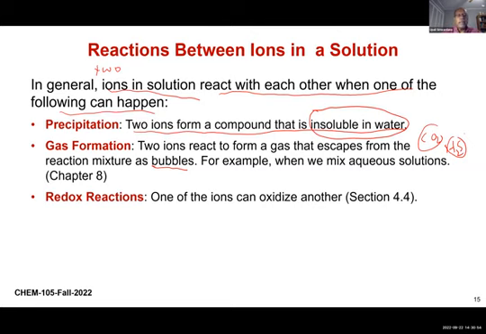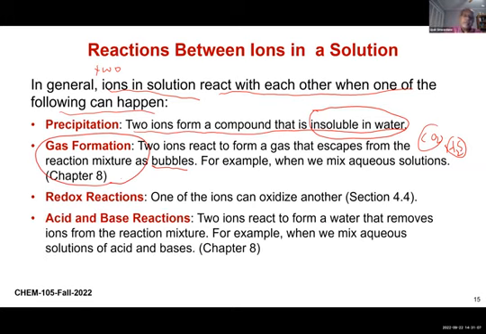I didn't write gas formation reaction in the previous one because gas formation is not very common. We only talked about acid-base, redox reaction, and precipitation reaction, mainly. I will give you examples of gas formation reaction in a minute.